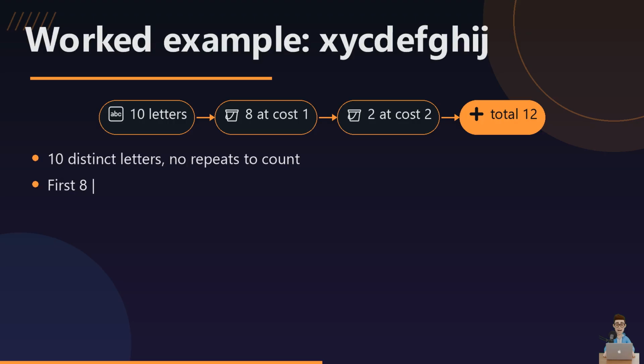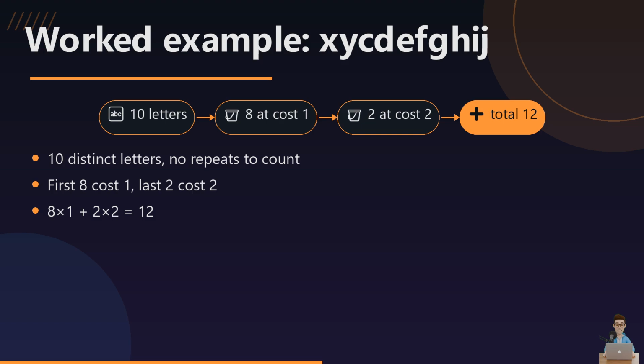Let's trace through one full example together by hand. Take the word xycdefghij. That's 10 letters, all different from each other. The first 8 of them fit into our cheap group, so they each cost 1 push. That leaves 2 letters left over, and they spill into the next group, costing 2 pushes each. So we do the math.